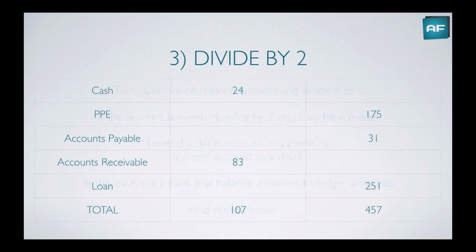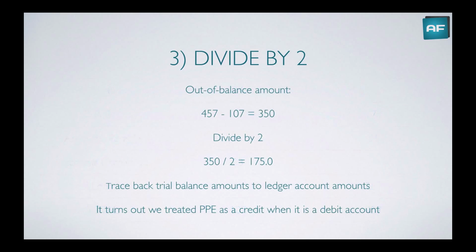Alright, so here's our example. With our trial balance, it's out of balance. Our debits are 107 and our credits are 457. So our out of balance amount is 350. We divide that by 2. It's 175 exactly. So that gives us a hint that we may have treated a debit as a credit or a credit as a debit.